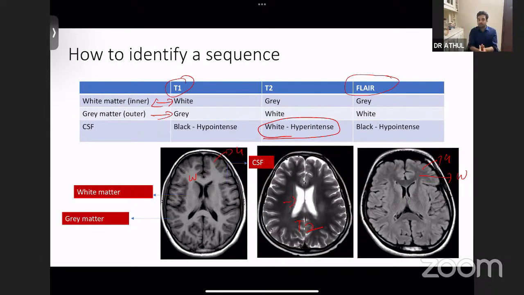It can be confusing at times. So relax, take a second, see the gray matter and white matter. Always remember, brain is like a coconut, cut open coconut. Central portion will be water, that is water. Then inside is the gray matter, outer side is the white matter.